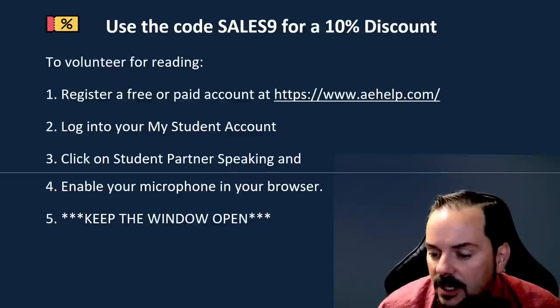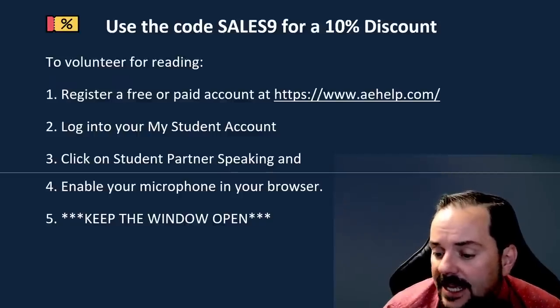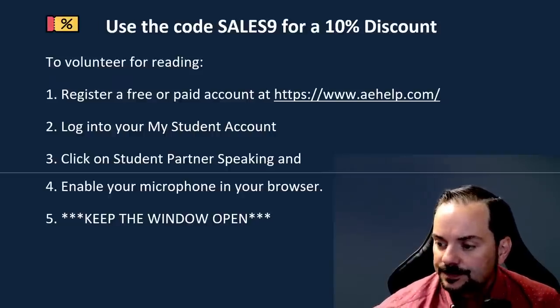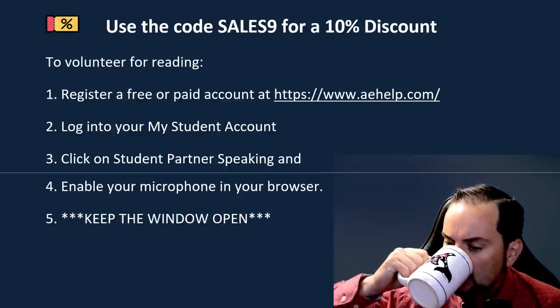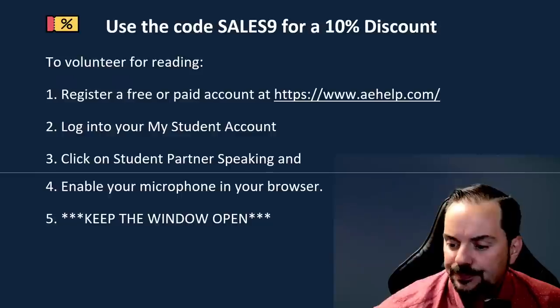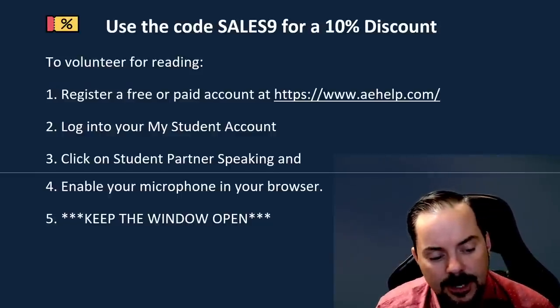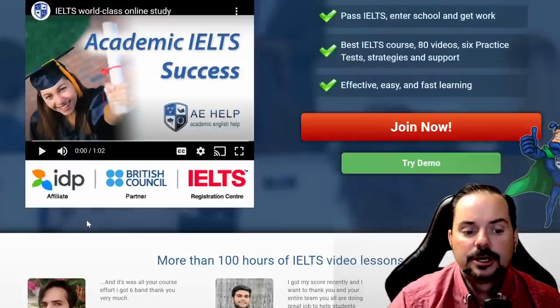Okay. All right, so go to aehelp.com. You can see Carolina has added the instructions. Log in to your My Student account and click on My Student Partner Speaking.